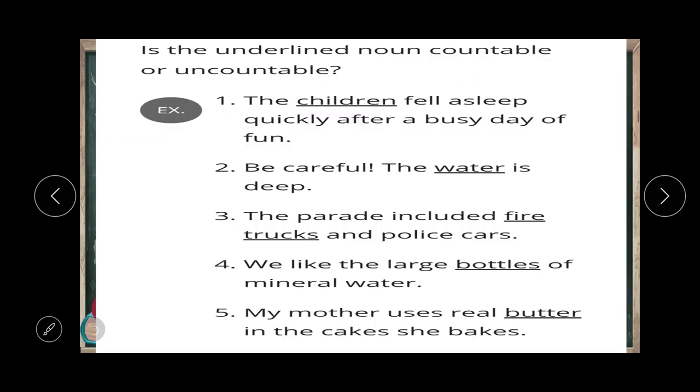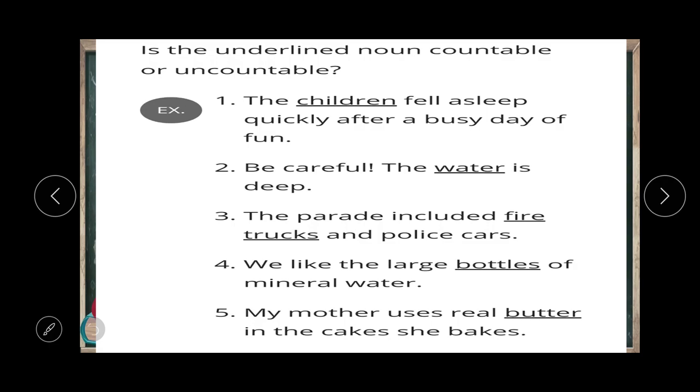Now student, for your better convenience, here I have included one exercise on countable and uncountable nouns. Please have a look at this. Let me first read out the questions for all of you. Number 1, the children fell asleep quickly after a busy day of fun. Number 2, be careful, the water is deep. Number 3, the parade included fire trucks and police cars. Number 4, we like the large bottles of mineral water. And number 5, my mother uses real butter in the cakes she bakes.